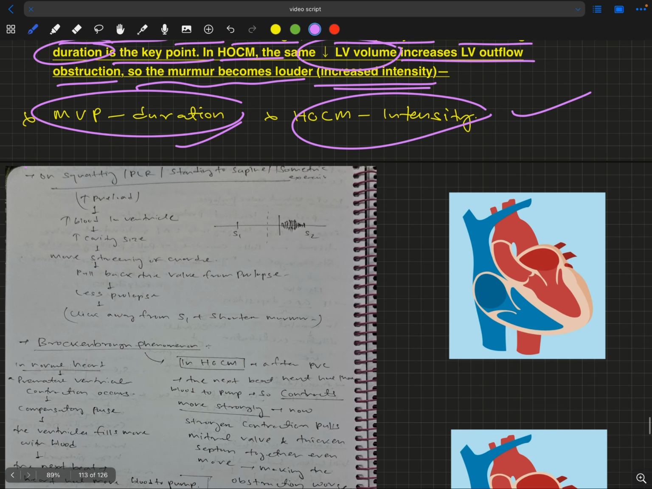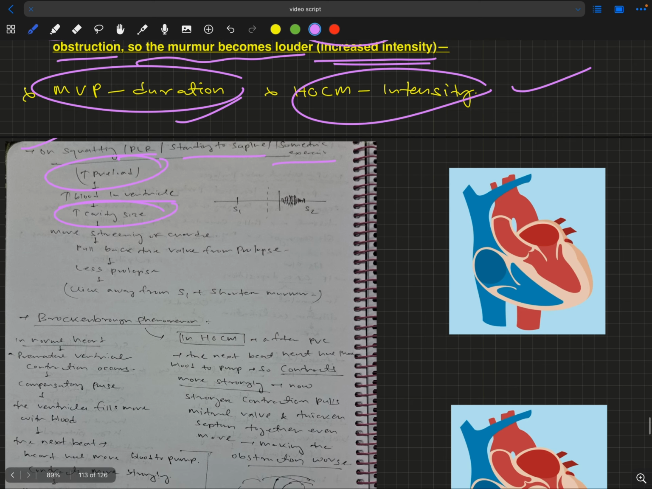On squatting, passive leg raise, standing to supine, or isometric exercises, there will be an increase in preload, more blood in the ventricle, and an increase in cavity size. More stretching of the chordae tendineae pulls the valve back from the prolapse, so there will be less prolapse, the click moves away from S1, and there will be a shorter murmur. So this is the mid-systolic click or non-ejection click.